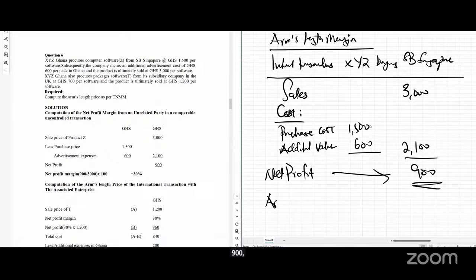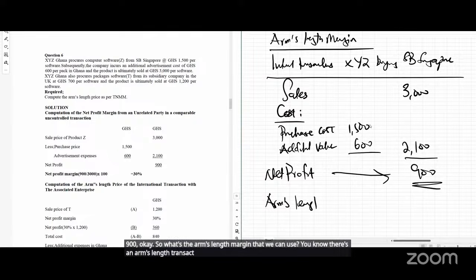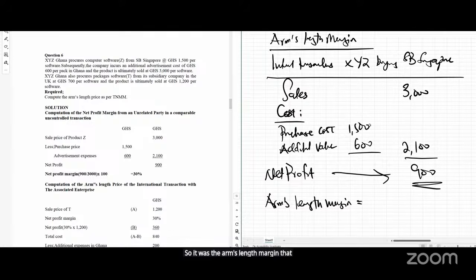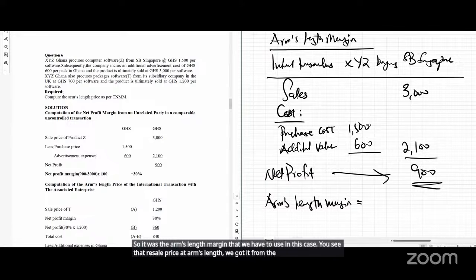So what's the arm's length margin that we can use? You know this is an arm's length transaction, right? You don't know the person. So what's the arm's length margin that we have to use in this case? You see that resale price, the arm's length, we got it from the market because there were external people. Here we don't have external people. So what we can do is that we can rely on the internal comparables, or we can get external people who do something similar and use it.